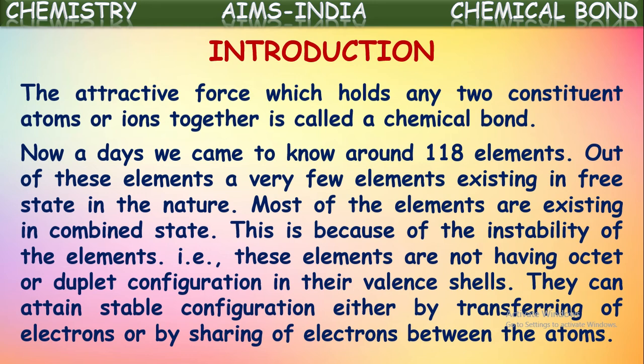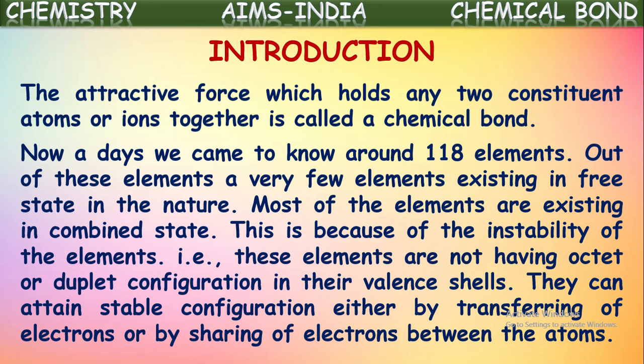This is because of the instability of elements. They are unstable elements, meaning they are more reactive elements. The reason is that these elements do not have octet or duplet configuration in their valence shell. The elements with octet or duplet configuration in their valence shell are more stable. Like that, very few elements exist in nature. Out of these 118, very few elements have that octet or duplet configuration.